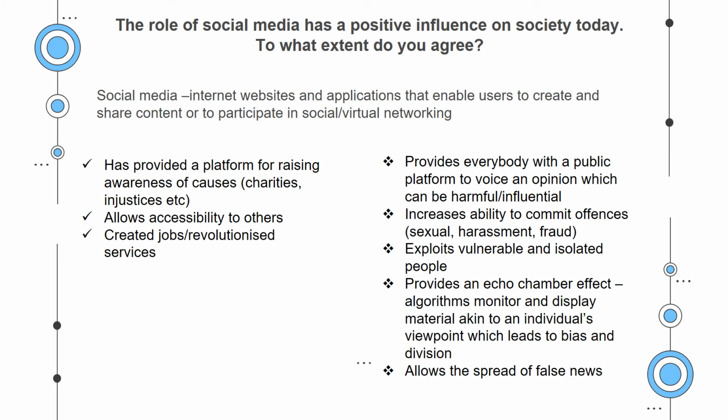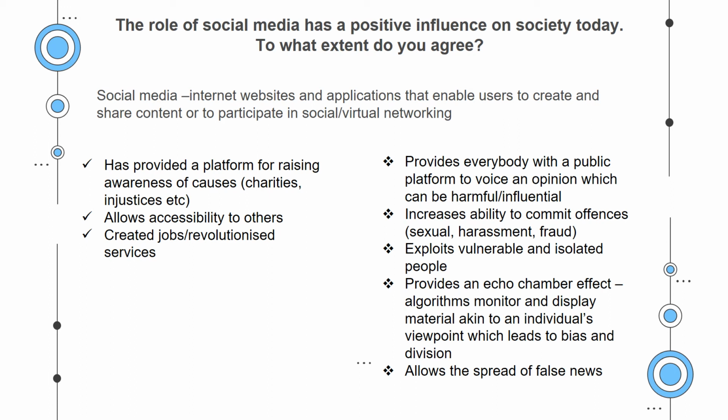So I said the pros for social media having a positive influence would be that it provides a platform for raising awareness of causes like charities, injustices, etc. It allows accessibility to others, so friendships, wider networks, creates jobs, revolutionises services. Those are my positives. And you may think of more, which is absolutely fine. This is a subjective thing, if you like. My cons would be perhaps that it provides everybody with a public platform to voice an opinion, which can be harmful and may be influential in the wrong way.